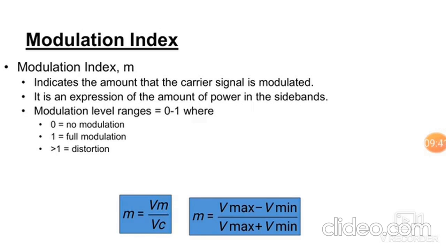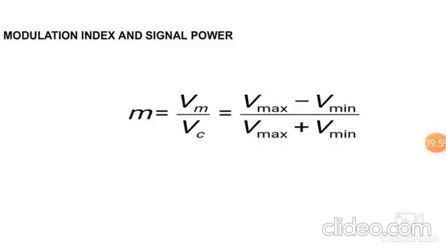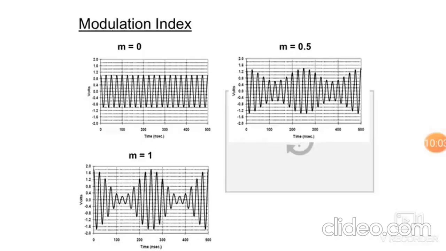If that value m is equal to 0, we can tell there is no modulation, and if m equal to 1, we can tell that is full modulation or critical modulation or 100% modulation. And if the modulation index m is greater than 1, that is called distortion, that is the output is a distorted signal. So always it is represented as Vmax minus Vminimum divided by Vmax plus Vminimum.